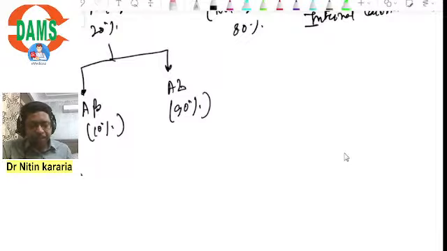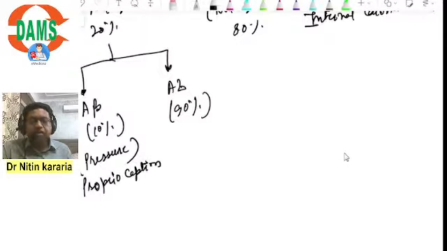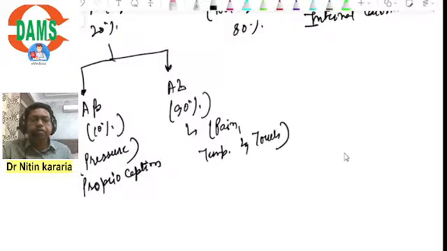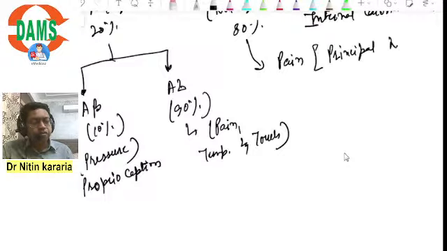A beta fibers, they carry the sensation of pressure. We can say proprioception. They sense pressure. A delta fibers carry the sensation of pain, temperature and touch. And C fibers, which are the 80% fibers, they carry the sensation of only pain, so we can say that they are principal nociceptors.